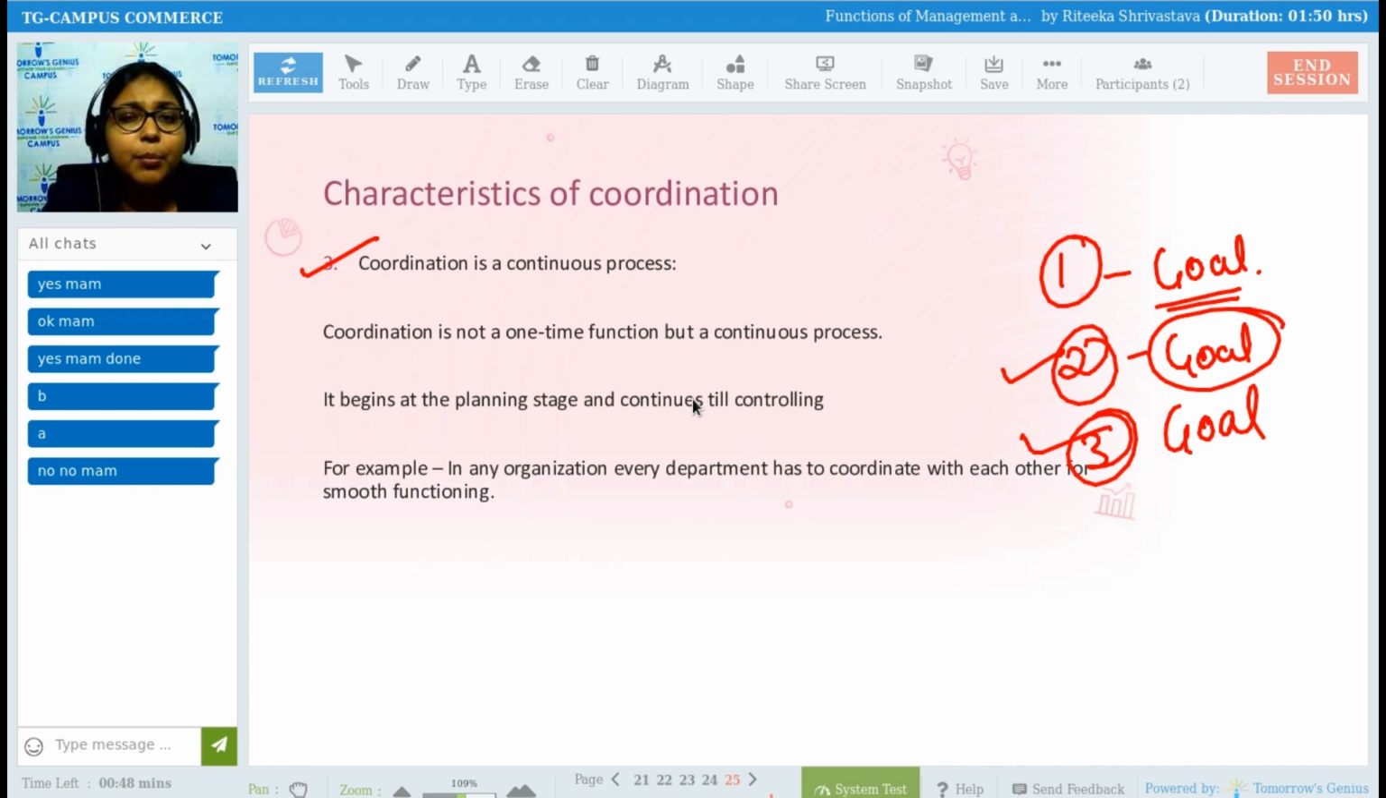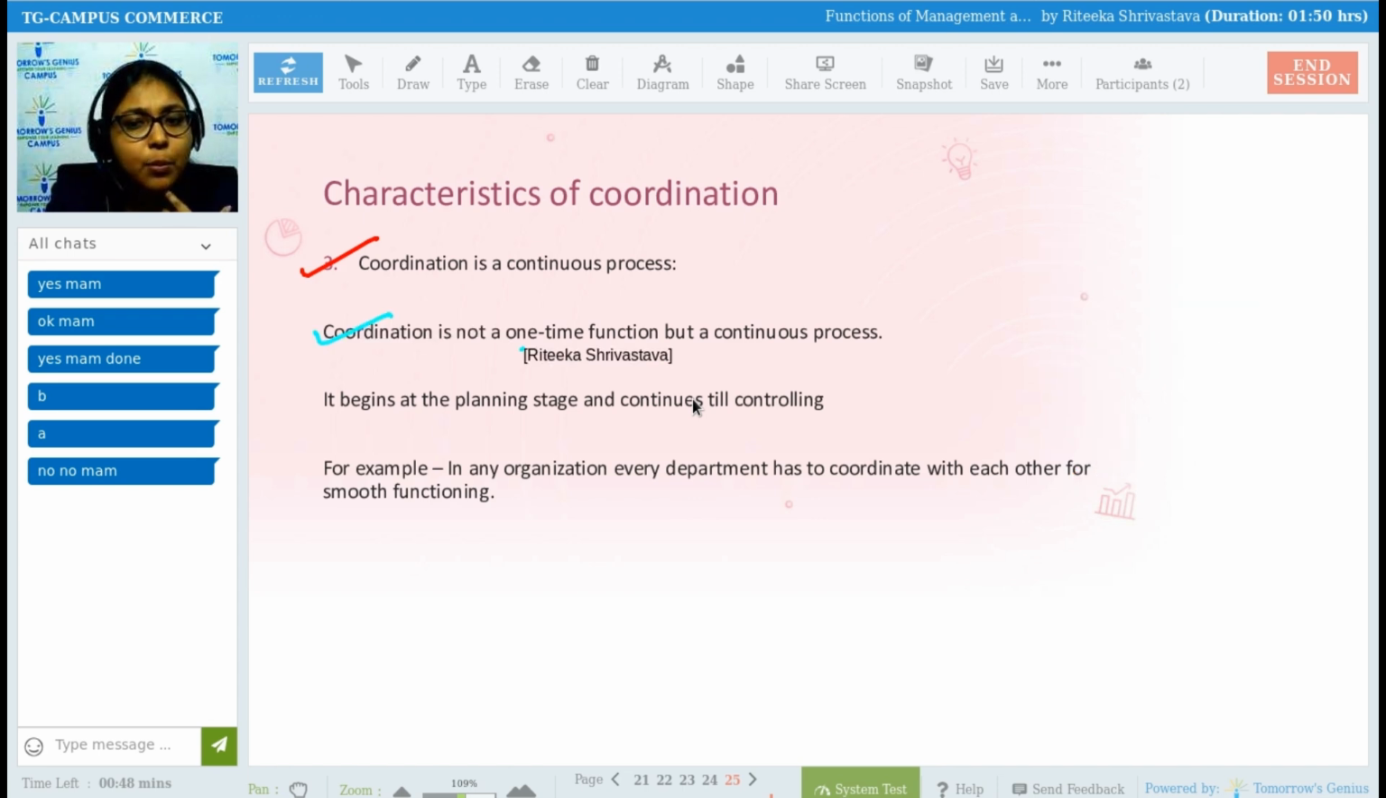Every individual, every department has to be coordinated, has to have good cordial relations between them until the time the organization is existing. That is the reason we say coordination is not a one-time function but a continuous process. It begins at the planning stage and continues till controlling. So it's not a one-time function. It is not something which is done only once in the organization.